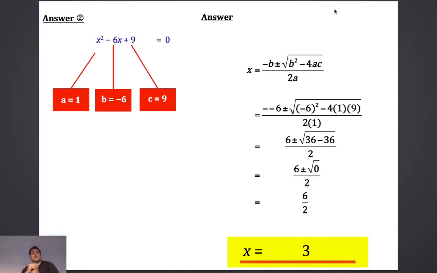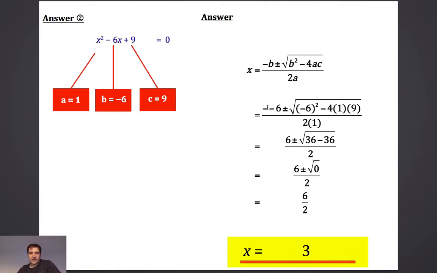Okay, next one, x squared minus 6x plus 9 equals 0. So a is 1 because we've got 1x squared, single x squared. B is minus 6 because we've got minus 6x there. Whenever you see a minus, it belongs to the number that comes next. And C is the odd 9 that we've got on the end. So we stick all of those into the formula, being careful with minuses.